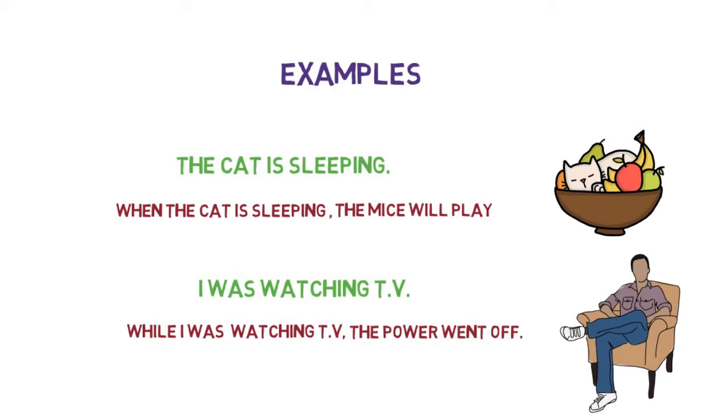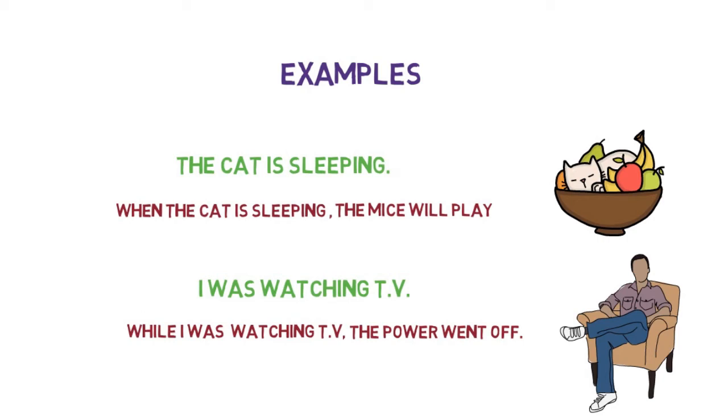Now it is complete. So "while I was watching TV" is depending on the next part, "the power went off," to give it a complete meaning. Did you understand? A dependent clause is that part of a sentence which has a subject and a verb but is not complete in meaning. It needs another part of a sentence to make it complete. It has to depend on another part of a sentence to complete its meaning. On the other hand, independent clauses have a subject and a verb and can stand alone. Hope you have understood.